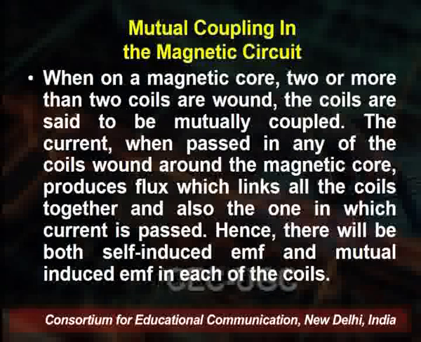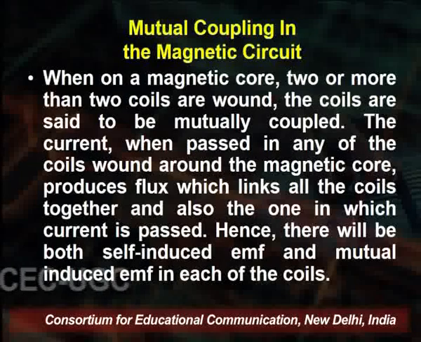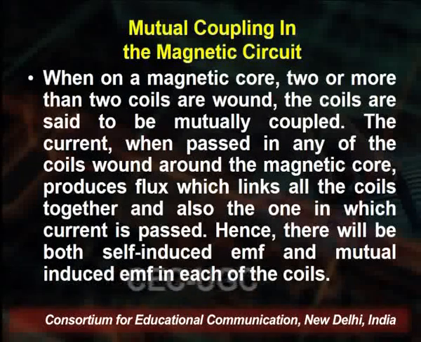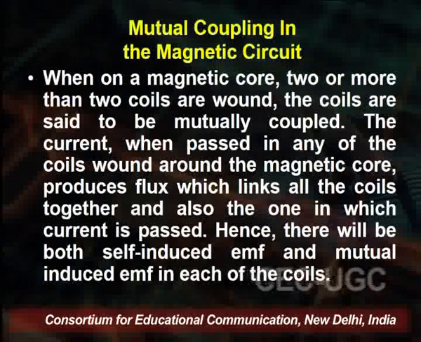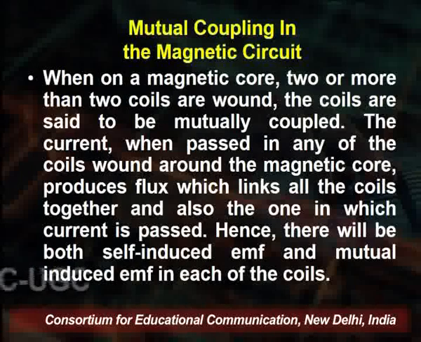Mutual inductance in the magnetic circuit, we can define it as: on a magnetic core, two or more coils are wound. The coils are said to be mutually coupled. The current passed in any of the coils around the magnetic core produces a flux which links all the coils together and also the one in which the current is passed. Hence there will be both self inductance and mutual inductance in each of the coils.